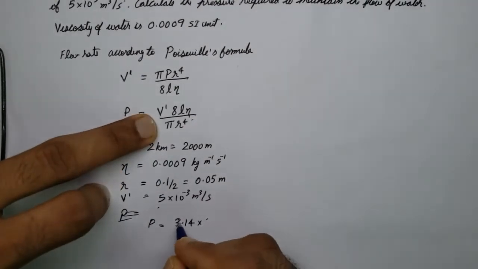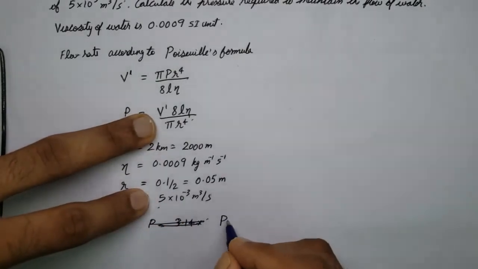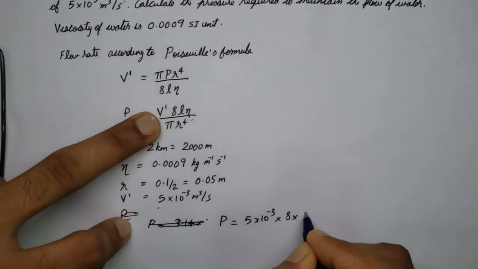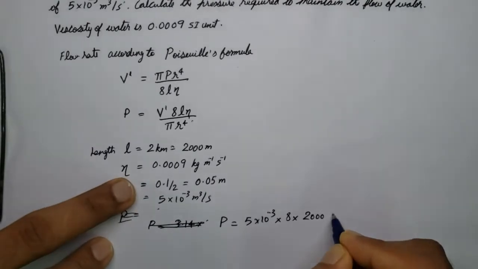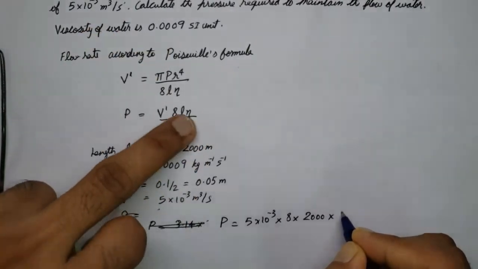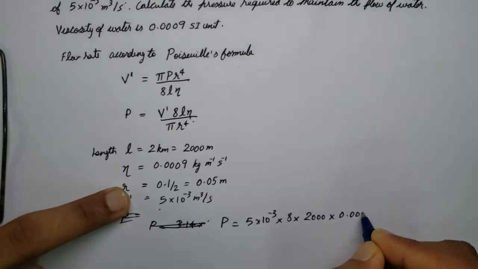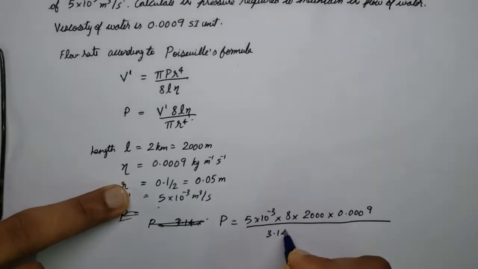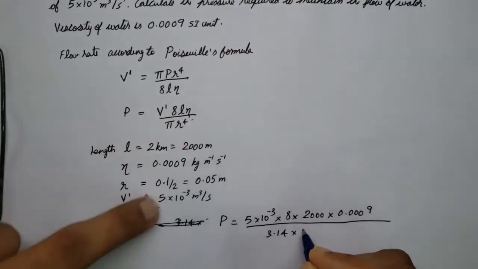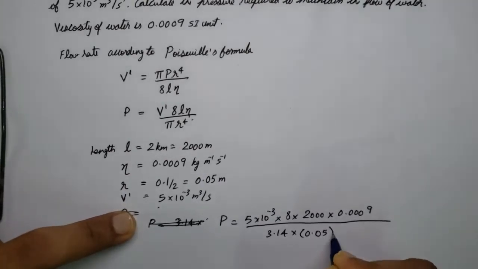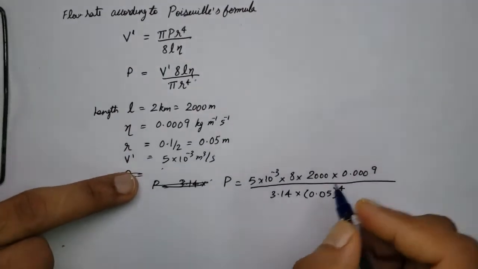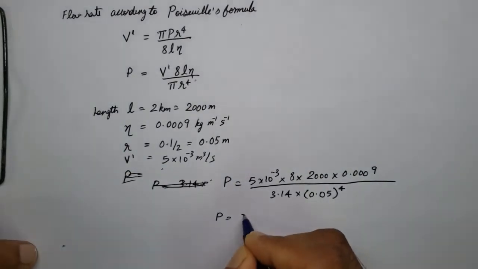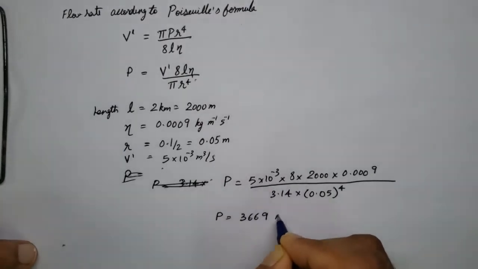Okay, so pressure P is equal to V dash is 5 into 10 power minus 3 into 8 into L is 2000 times eta, which is 0.0009 തന്നിട്ടുണ്ട്. So that whole divided by 3.14 into r to the power of 4 ആണ്. So 0.05 whole to the power 4. So if evaluated, you should get pressure value as P equal to 3669 ന്യൂട്ടൺ പെർ മീറ്റർ സ്ക്വയർ.